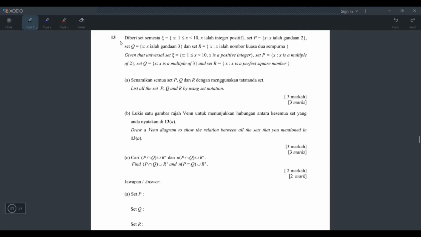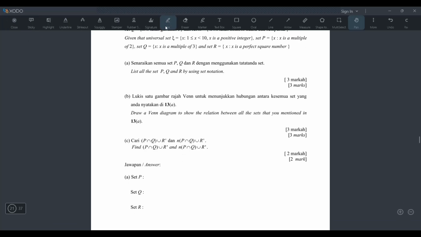Okay, moving on. Number 13. Given that the universal set, okay, I know this is set already lah. So x is in between 1 to 10, x is a positive integer. The moment you see this, this is what we call a set description. And the moment you see this, you have to immediately list down all the elements. It doesn't matter what they ask. Whenever it's a description, there's nothing much you can do. You have to change it to the set notation. Set notation means you list down all the elements lah.